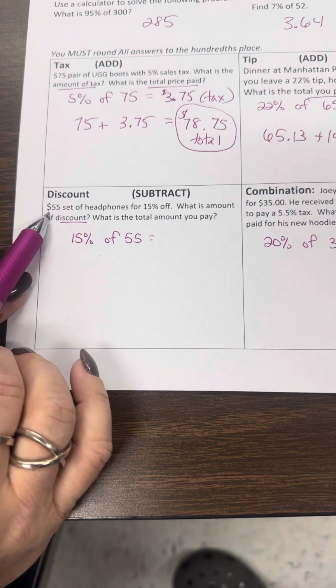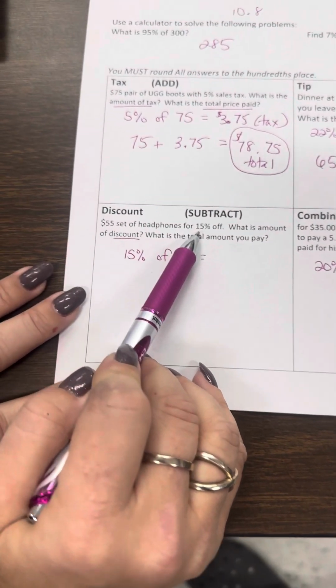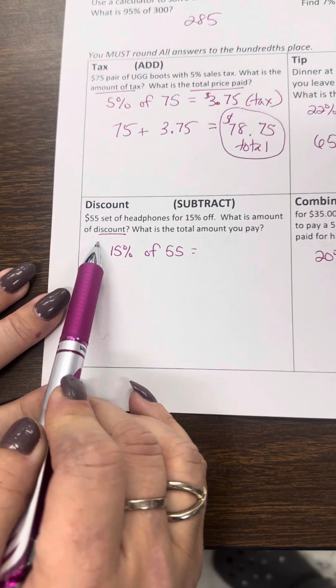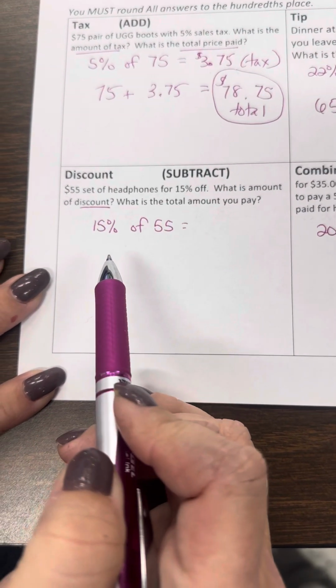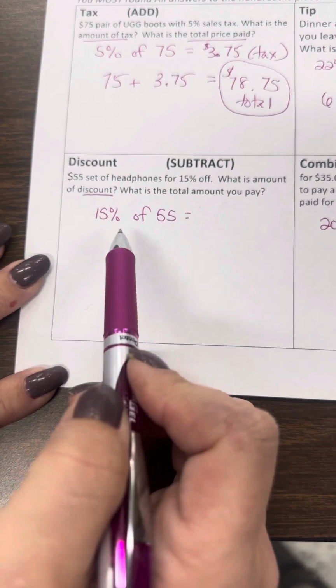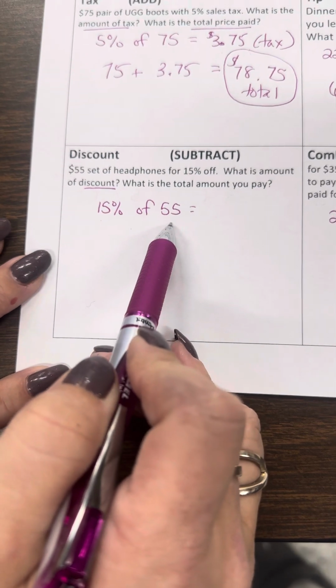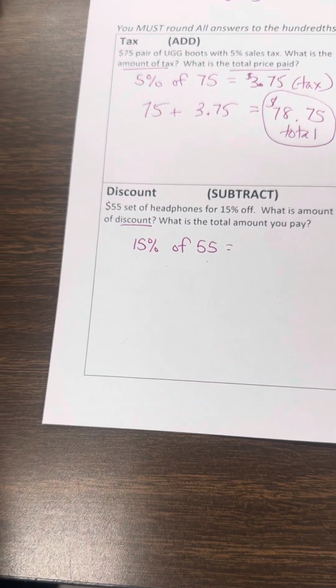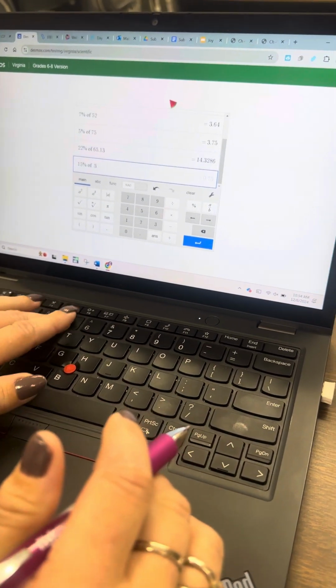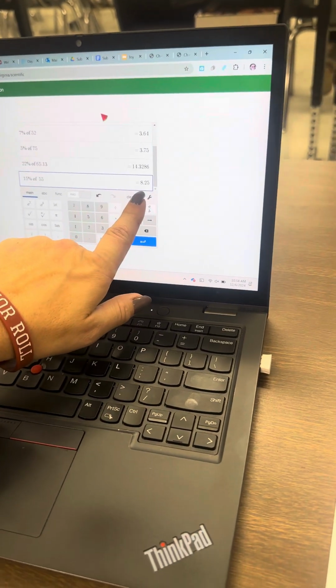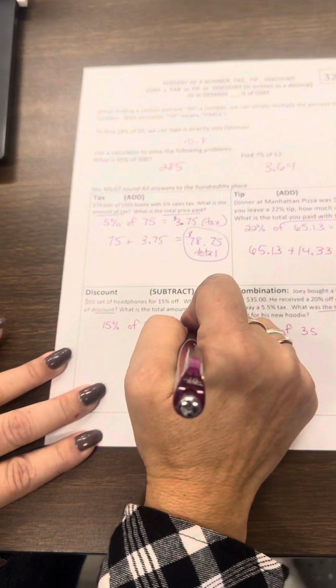You're buying a $55 set of headphones for 15% off. What's the amount of discount? What's the total amount you'll pay? Well, the discount is how you save money. We need to figure out how much money you're going to save by doing 15% of 55. Again, going back to Desmos, we're going to do 15% of 55, which gives me $8.25.